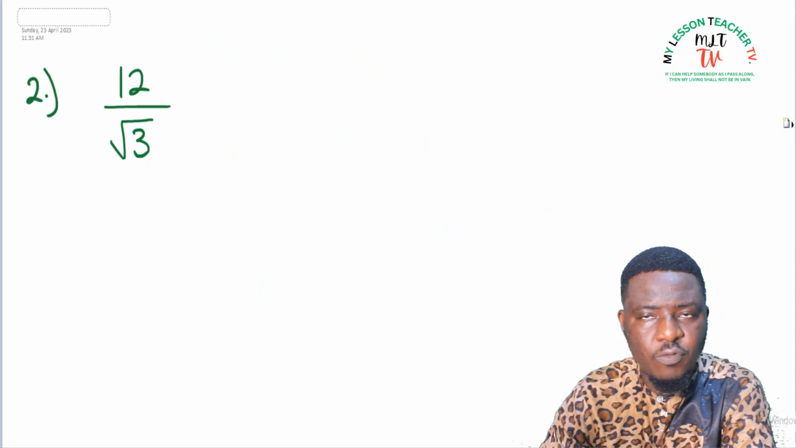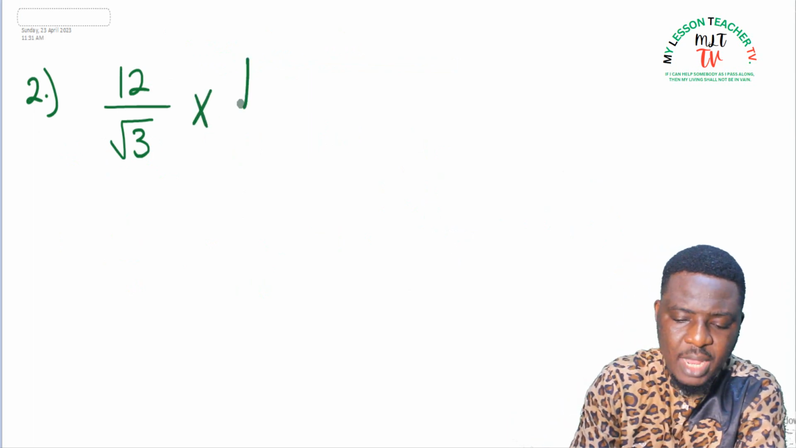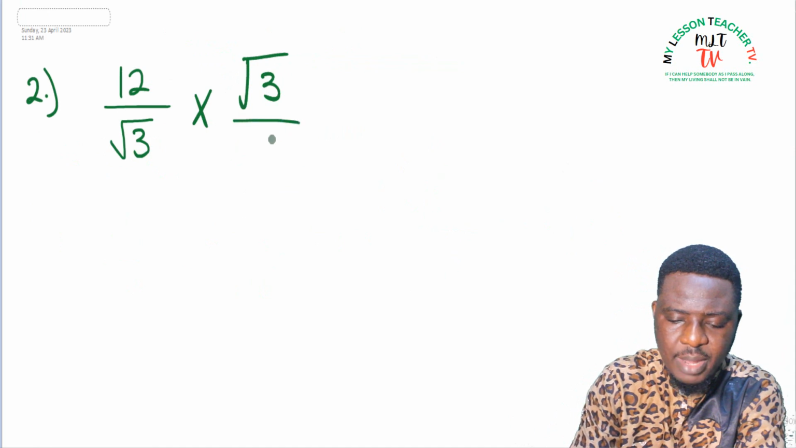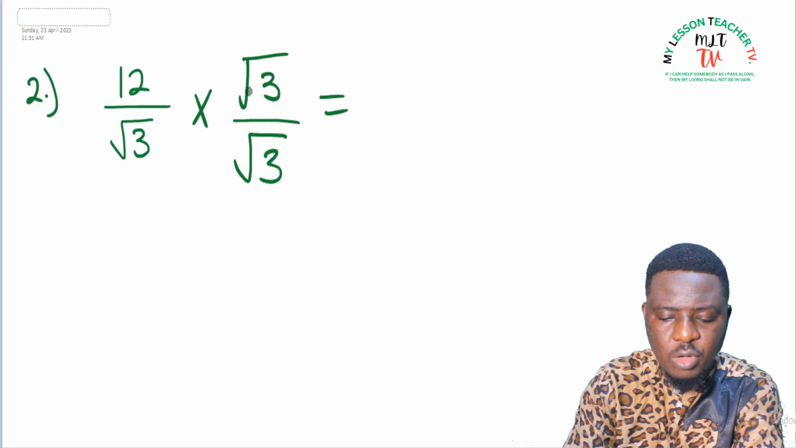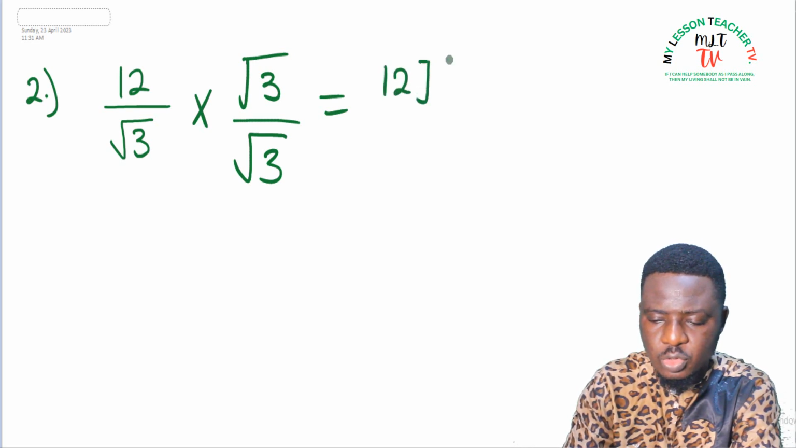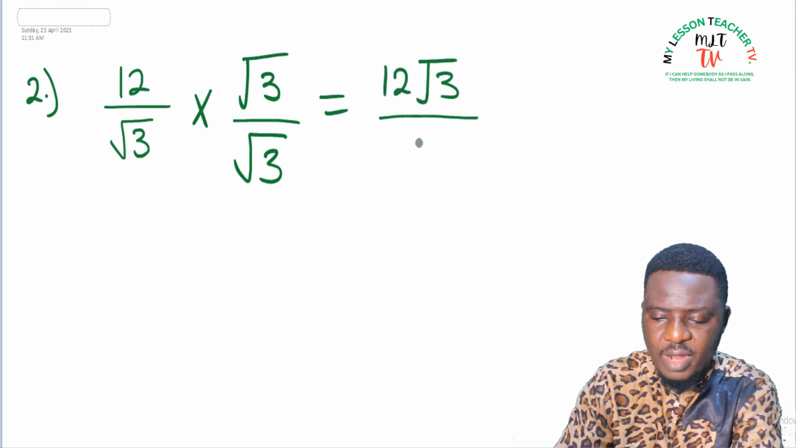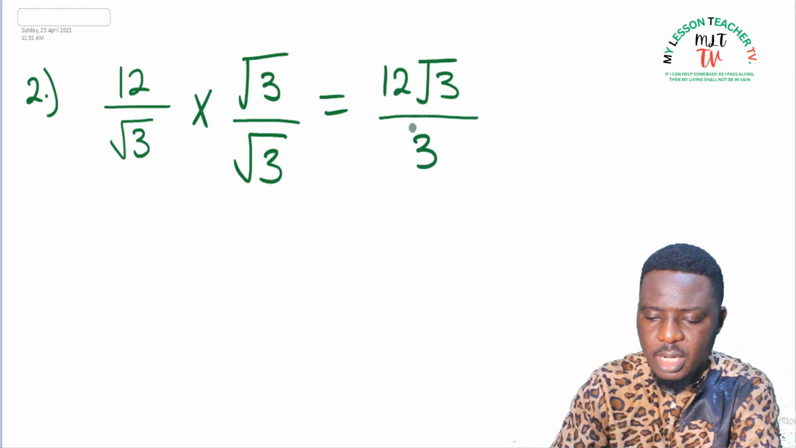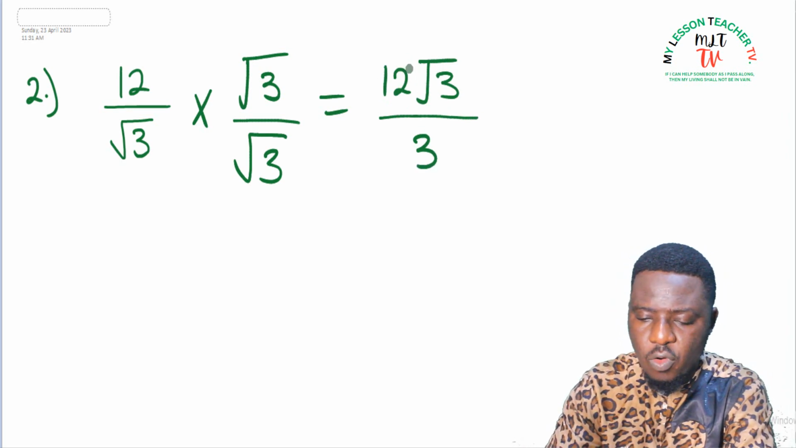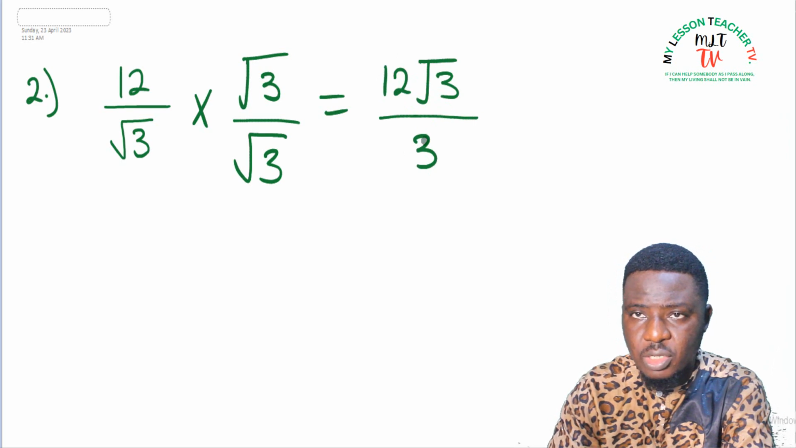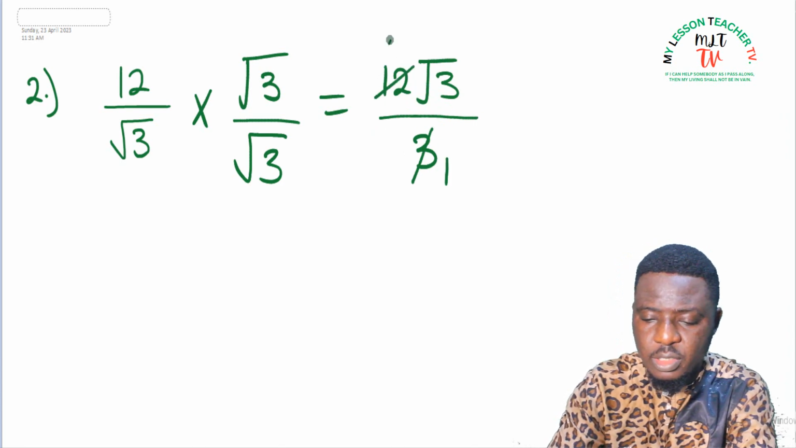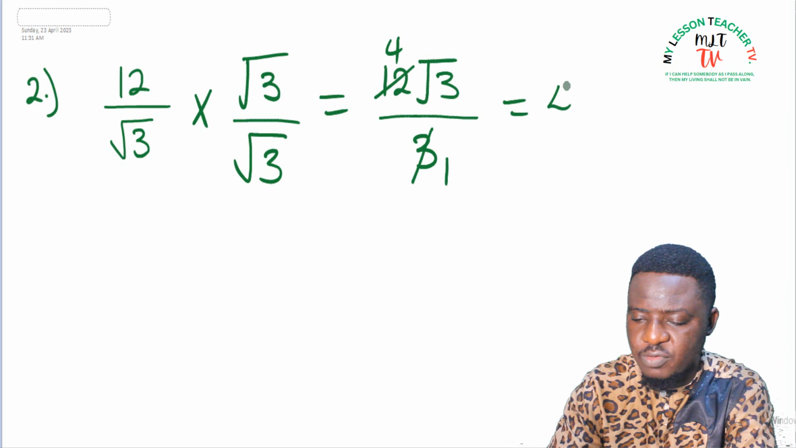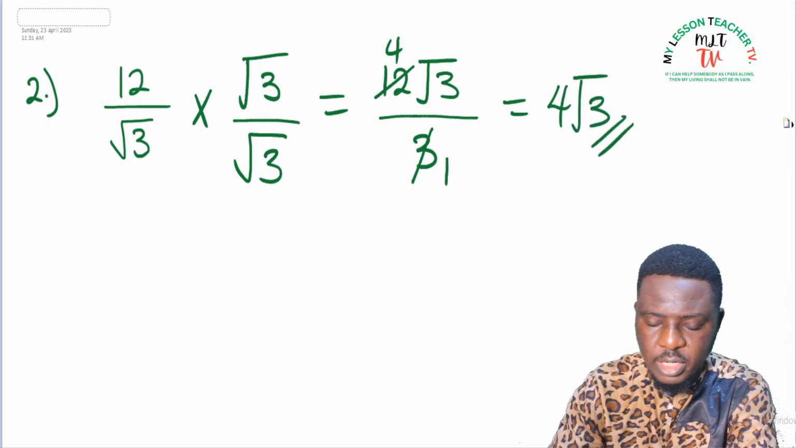Question 2. 12 divided by root 3. You multiply both the numerator and the denominator by root 3 so as to rationalize the denominator. So 12 times root 3 is 12 root 3 divided by 3, and you can now simplify for rational to divide rational. I discovered that 3 is a multiple of 3 and 12. So 3 into itself is 1, 3 into 12 is 4. So this gives us 4 root 3.